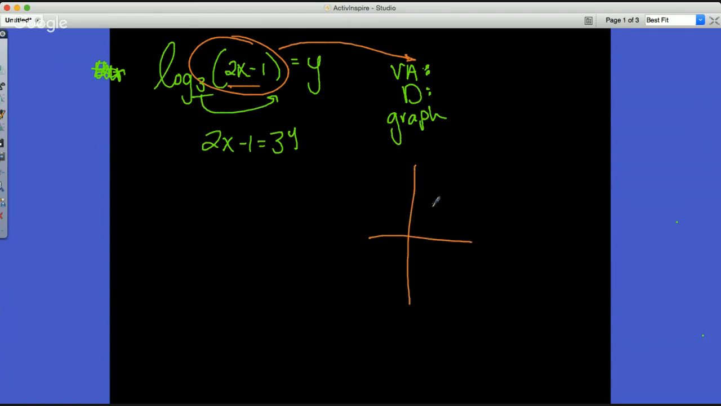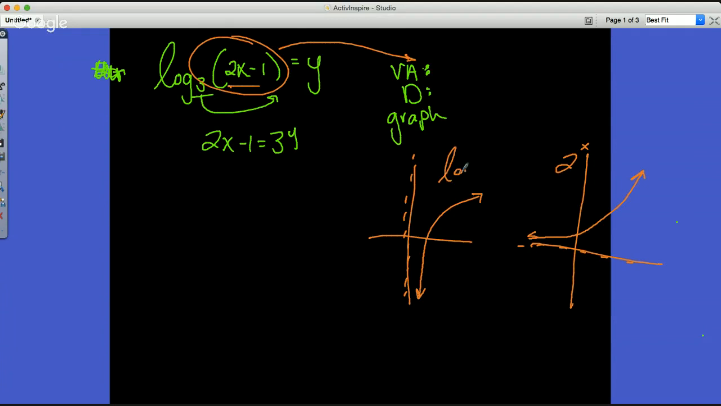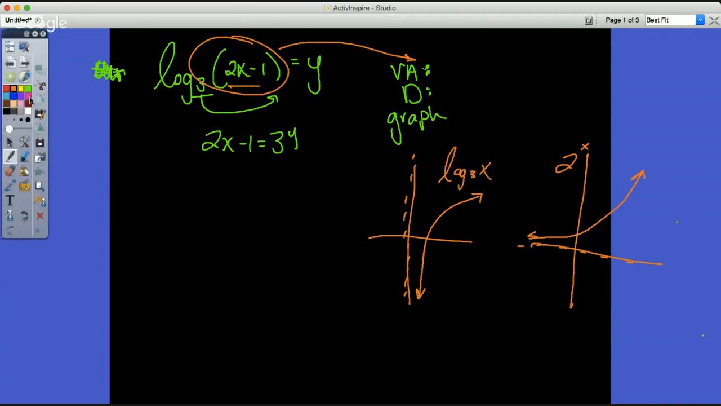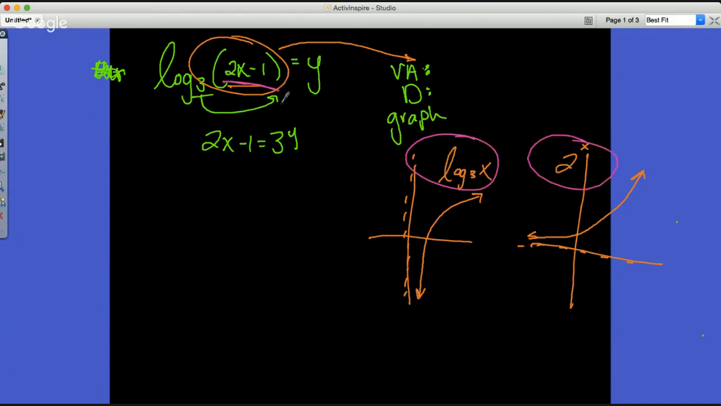Now remember, a vertical asymptote is what you would have within a log form, whereas within an exponential form, you would have a horizontal asymptote. This could be like 2 to the x power, where this is like log base 3 of x. That's just the difference between the log form and the exponential form. Coming back, 2x minus 1 is what we set equal to 0 to solve for the vertical asymptote. When we add 1 and divide by 2, we'll have a vertical asymptote at x equals 1/2.